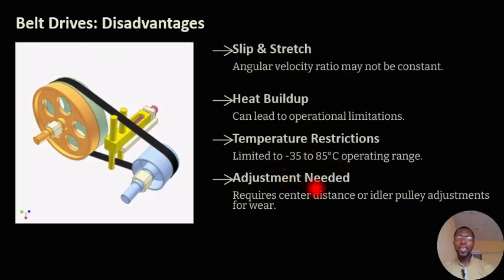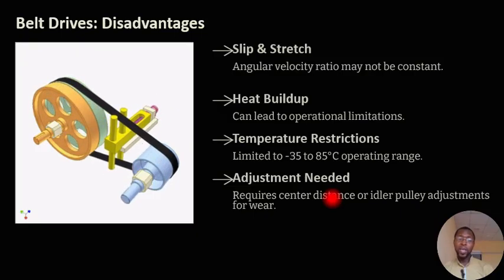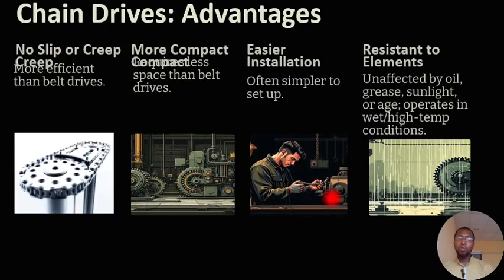And then lastly, there is need for adjustment. It requires that you adjust the belt drive so that it does not wear off. When you have to adjust and adjust the distance between the shafts, it is a big disadvantage. Now we have seen the disadvantages and also the advantages of belt drive. Can we now go into the next drive, the chain drive, its advantages and disadvantages?